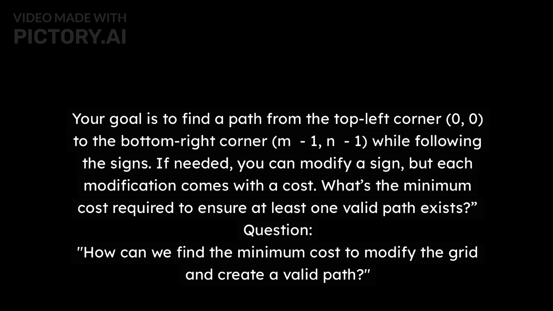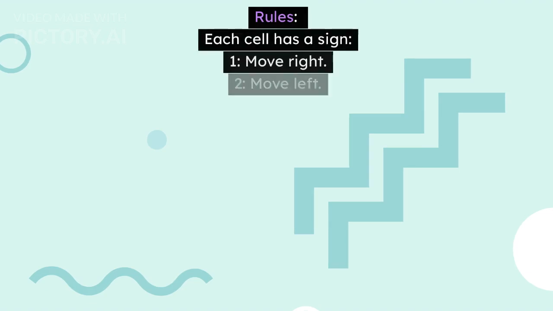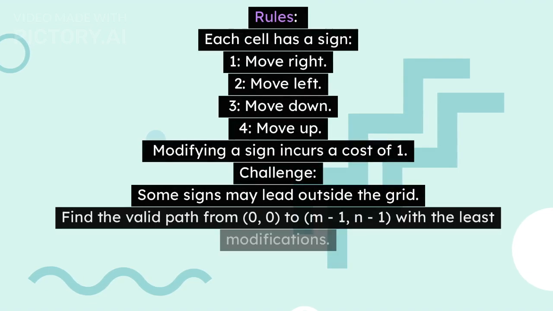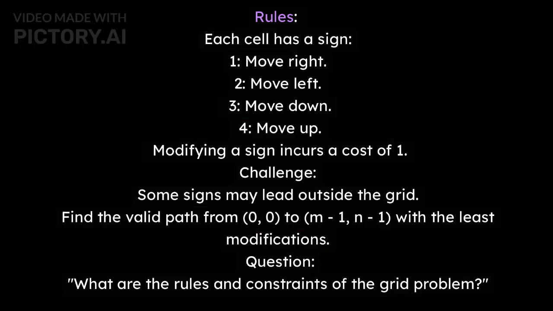Question: how can we find the minimum cost to modify the grid and create a valid path? Problem explanation. Rules. Each cell has a sign. 1. Move right. 2. Move left. 3. Move down. 4. Move up. Modifying a sign incurs a cost of 1. Challenge. Some signs may lead outside the grid. Find the valid path from 0, 0, to M-1, N-1, with the least modifications. Question: what are the rules and constraints of the grid problem?